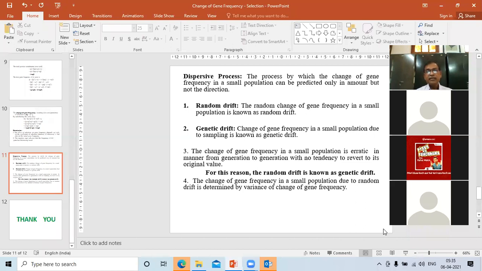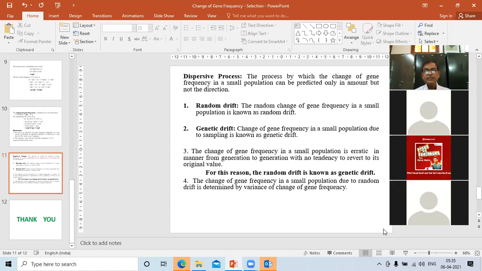That change is random. It is also known as random drift and genetic drift. What is random drift? The random change of gene frequency in a small population is known as random drift. Random means that we cannot judge in which direction the frequency is changing, whether in the positive direction or negative direction. That means it will always be changing. That's why the change is called random, and that's why it is called random drift.